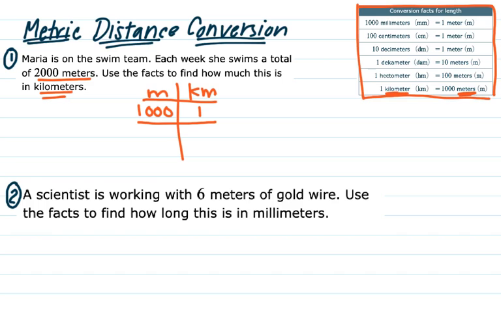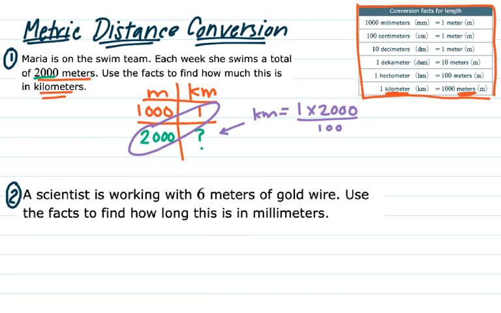Now we look at our question. We've got 2,000 meters, and we want to know that's equivalent to how many kilometers. Now remember, when you have this proportion where you know 3 of the 4 items, you can just cross multiply to find the missing value. So the number of kilometers is just 1 times 2,000 divided by 1,000. That's going to equal 2 kilometers in this case.